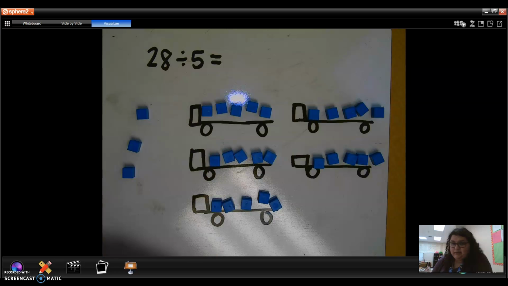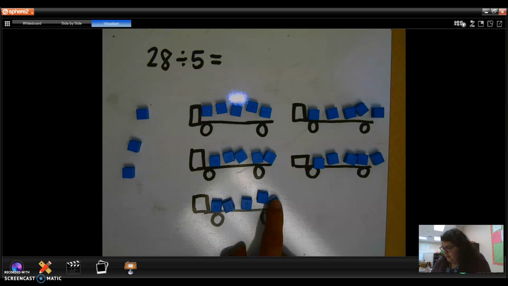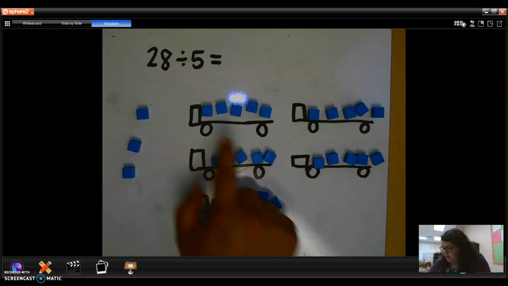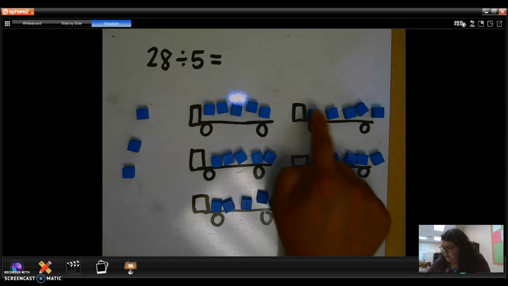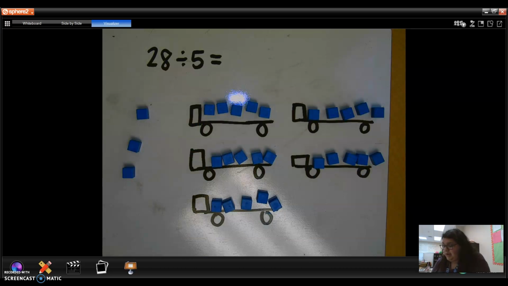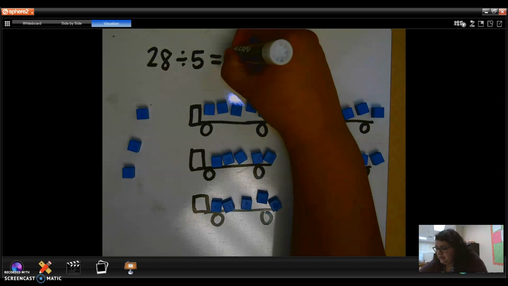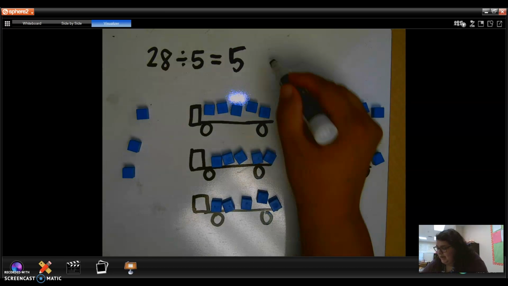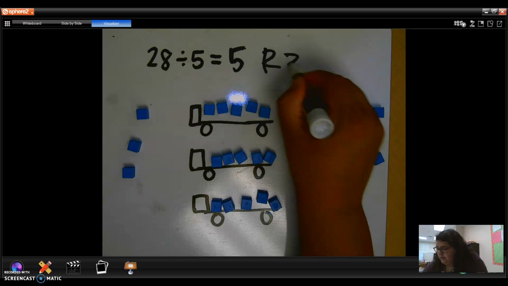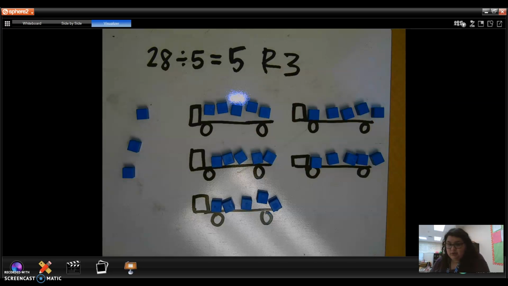I cannot evenly put another package on each truck. So that means that each truck is going to have 1, 2, 3, 4, 5 packages. Each truck has 5 packages. And then I'm going to have a remainder of 3 packages left over.